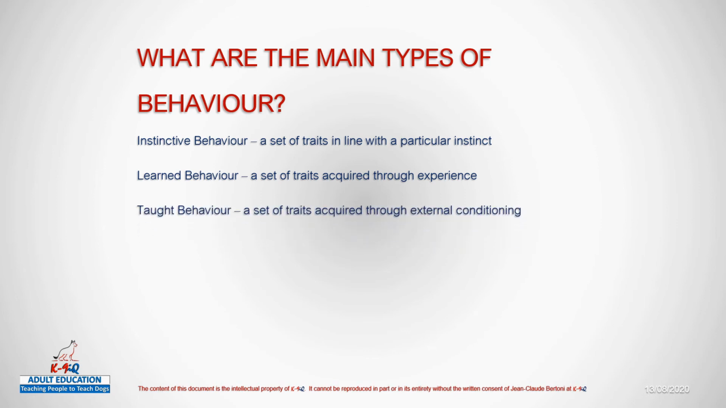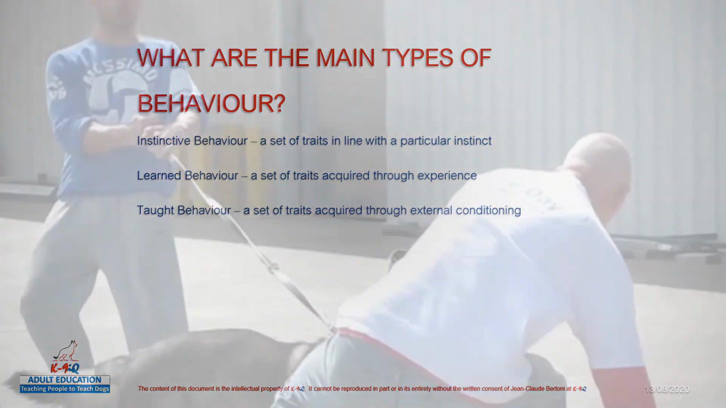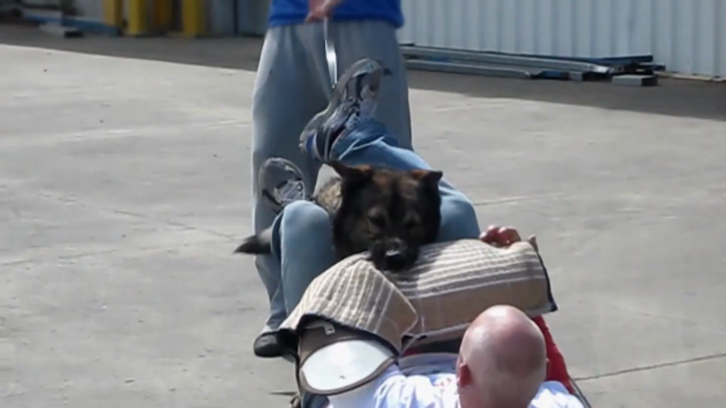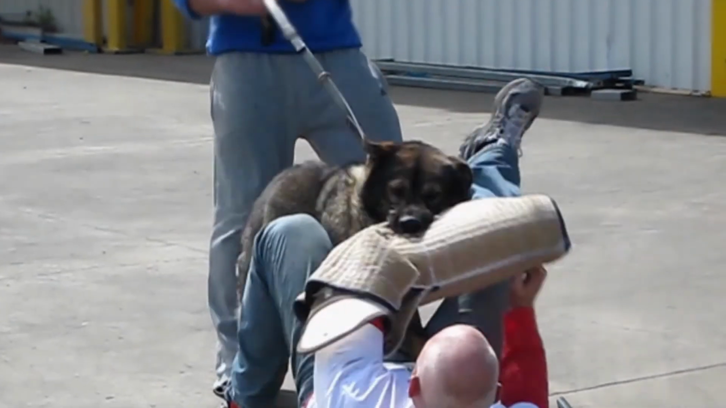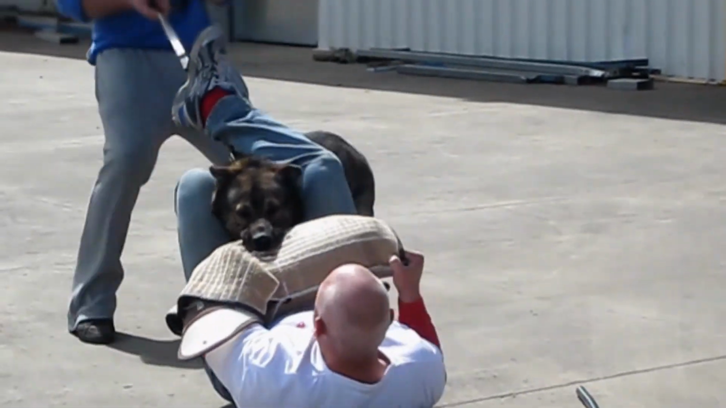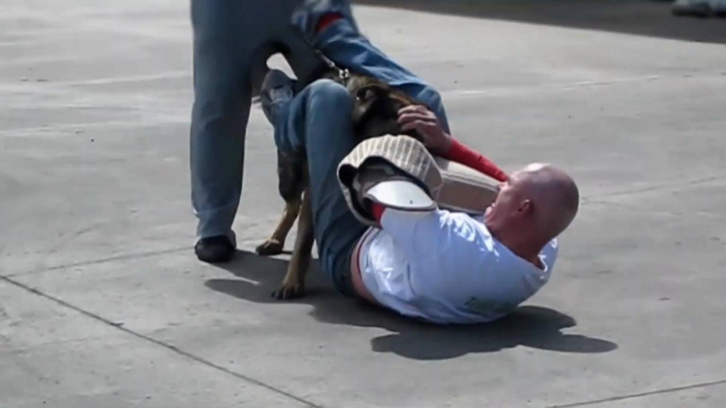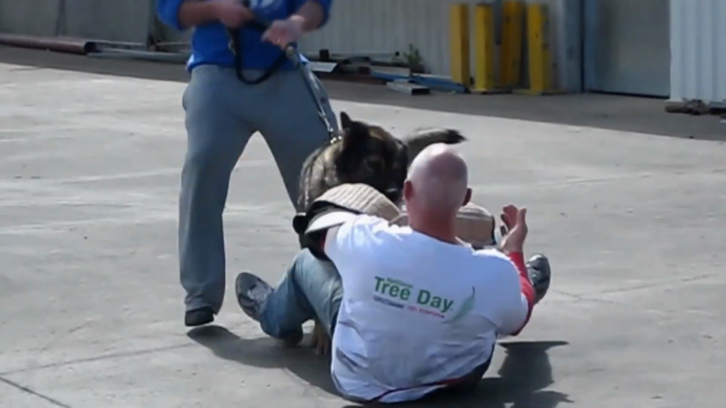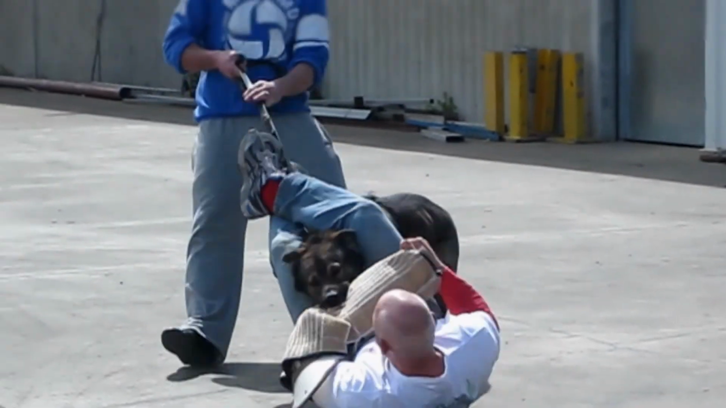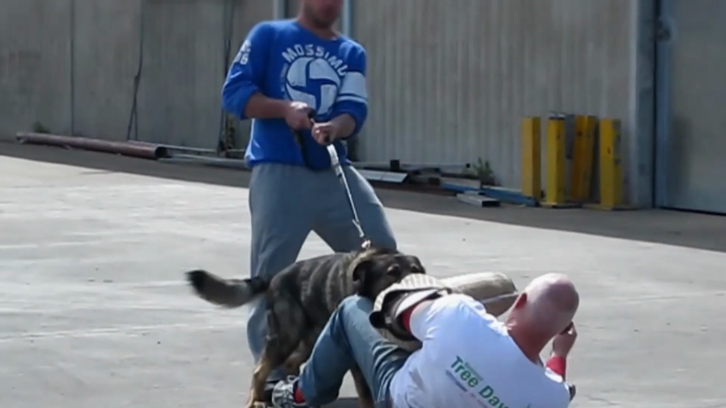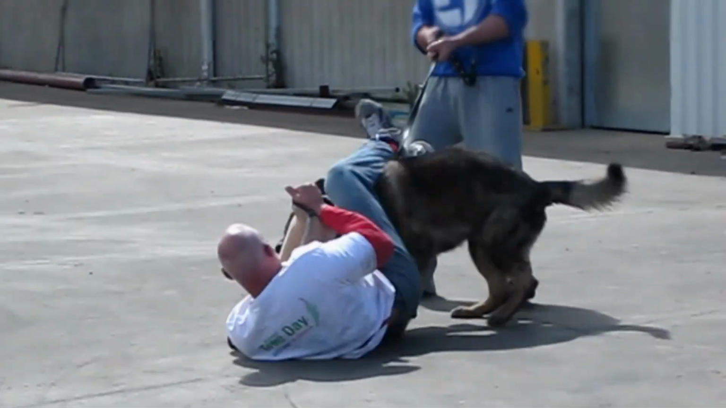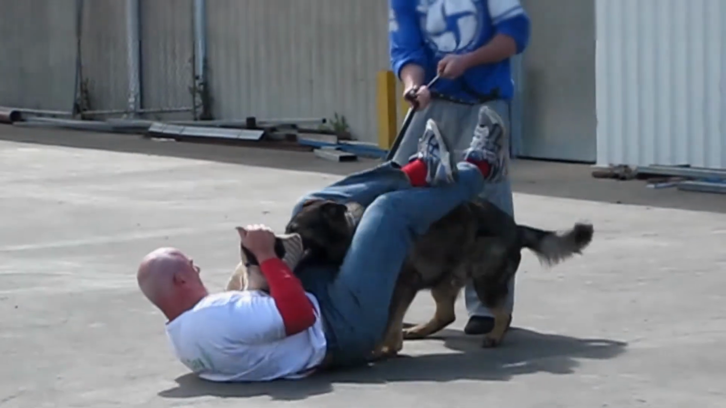The third behavior is what we call a taught behavior. Now, it won't impact greatly what we need to do to fix behavior problem solving with reactivity in the context of this course, but I wanted to show you what this is all about. So taught behavior is a set of traits that are acquired effectively through external conditioning, i.e. being taught how to behave.